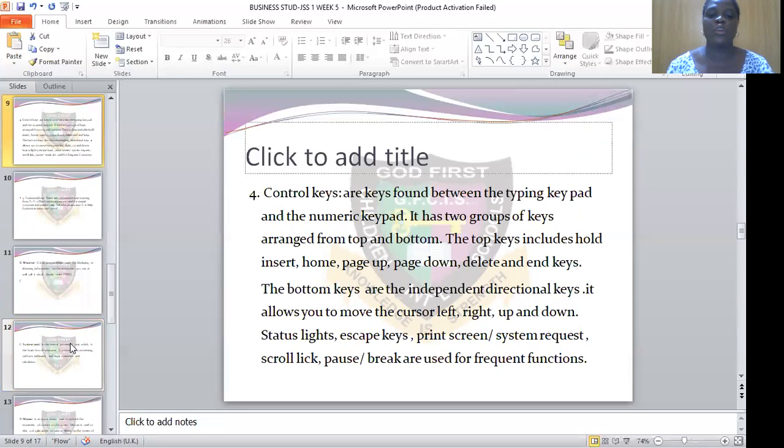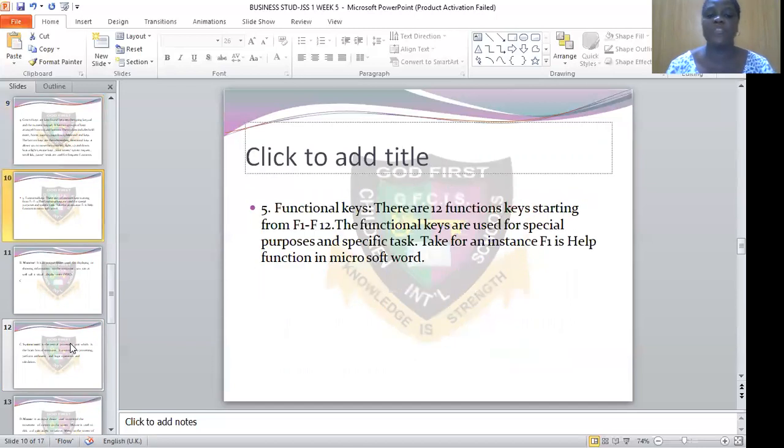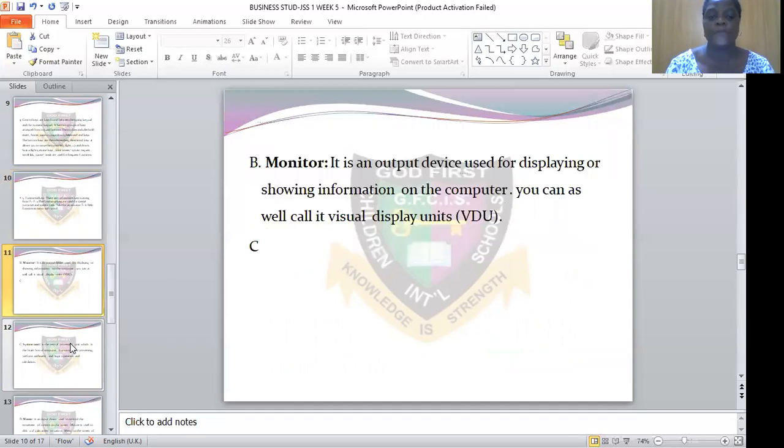Then we have the control keys. Control keys are the keys that you can use for print screen, system request, escape key, page up key, and the cursor keys: left cursor, right cursor, up cursor, and down cursor, which are also known as the control keys. Then the next one is the function keys. The function keys are the keys from 1 to 12, and F1 serves as the help function.